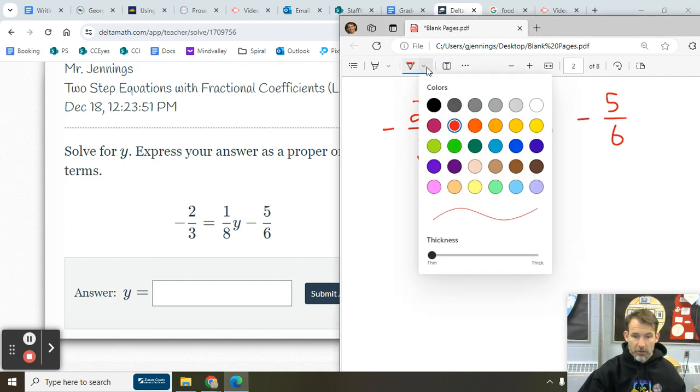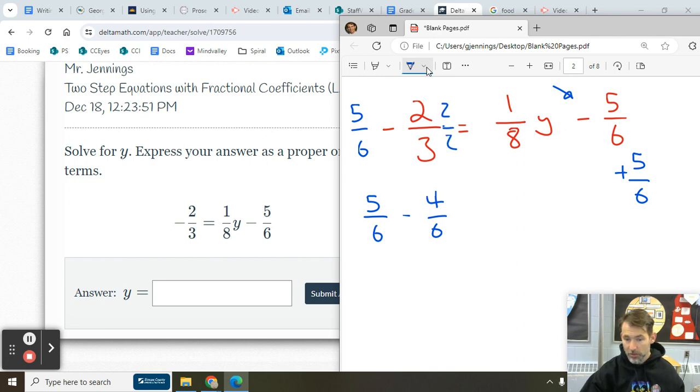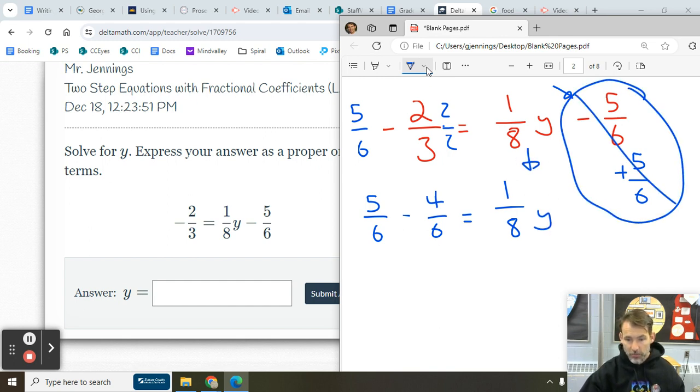Okay, so first step, let's get out my inverse operations pen. I'm going to add 5/6 to both sides. I'm going to deal with the loose addition and subtraction first. So I'm going to add 5/6 to that side. 5/6 minus 2/3. Well, I need a common denominator. That's like 5/6 minus 4/6, because I multiply this top and bottom by 2 to create a common denominator. And that's equal to 1 over 8y. You see, this part is now 0, so that just comes down. All right. 5/6 minus 4/6 is 1/6 equals 1 over 8y.